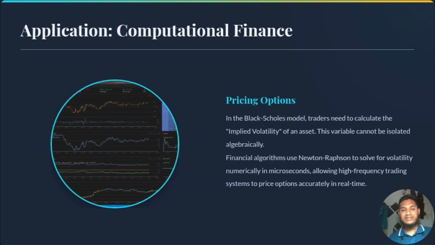So let's look at the next slide, which is computational finance. In finance, we use it for Black-Scholes models, and traders often know the price of an option and need to find the implied volatility, the market's expectation of future risk. There is no algebraic formula for this. Every time you see a volatility index updating in real time on a trading terminal, there is likely a Newton-Raphson solver running in the background, converging on that value in microseconds.